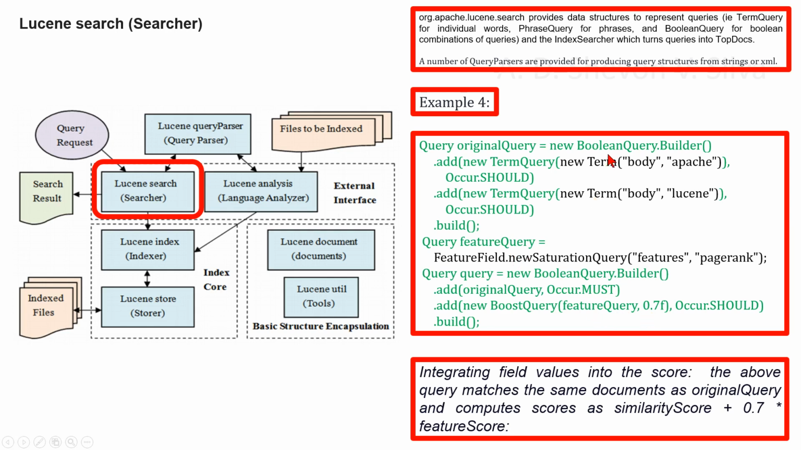Here the BooleanQuery, a query that matches documents matching boolean combinations of other queries, for example, term queries, phrase queries, or other boolean queries. Here the class Builder, BooleanQuery.Builder, a builder for boolean queries. The constructor is a solo constructor. Here with the add method, add a new clause to this BooleanQuery.Builder.